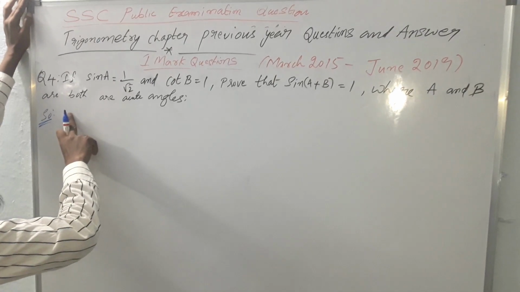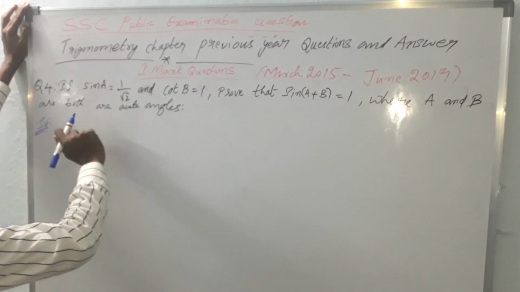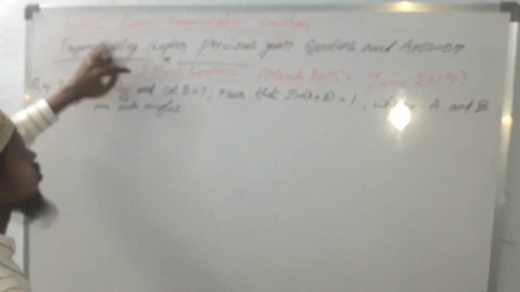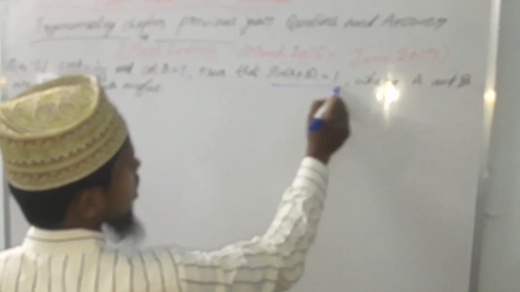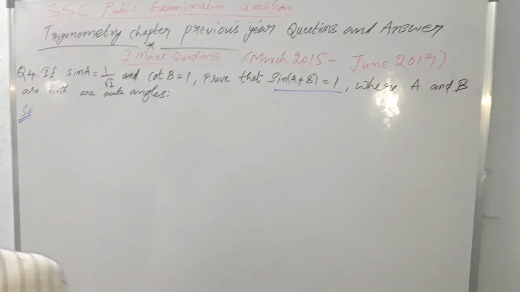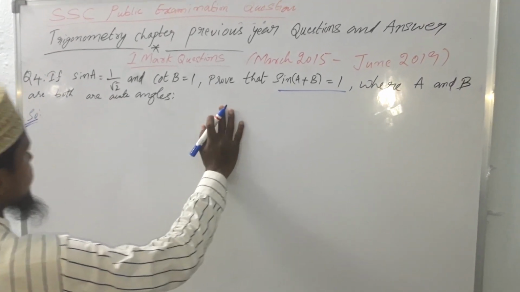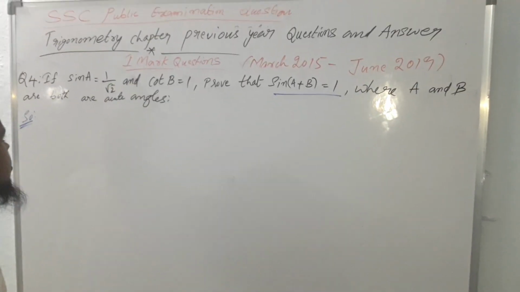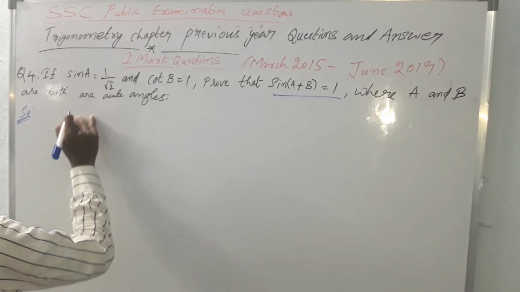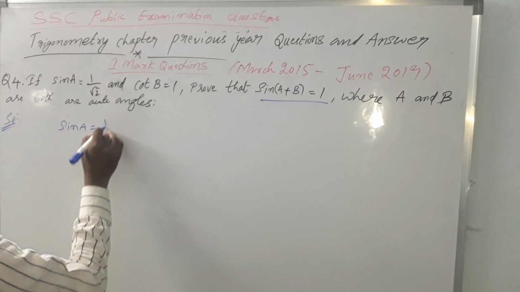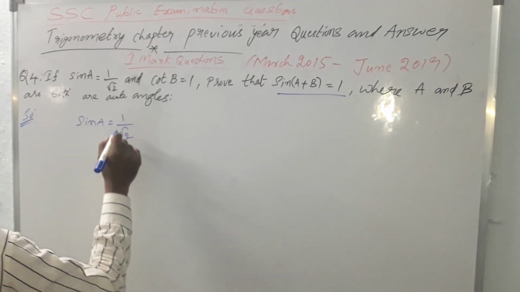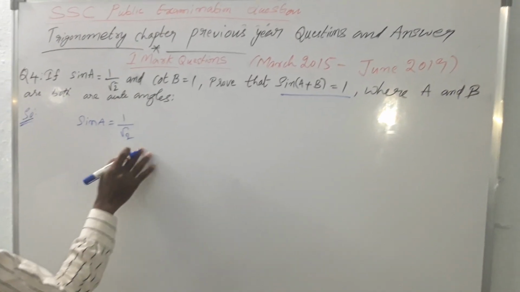Question number 4 from the trigonometry chapter. If sin A is equal to 1 by root 2 and cot B is equal to 1, prove that sin A plus B is equal to 1, where A and B are both acute angles, means below 90 degrees. First of all, sin A, we are finding the angle A. Sin A is equal to 1 by root 2.